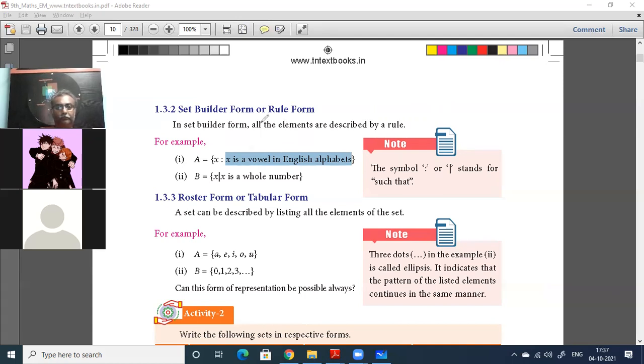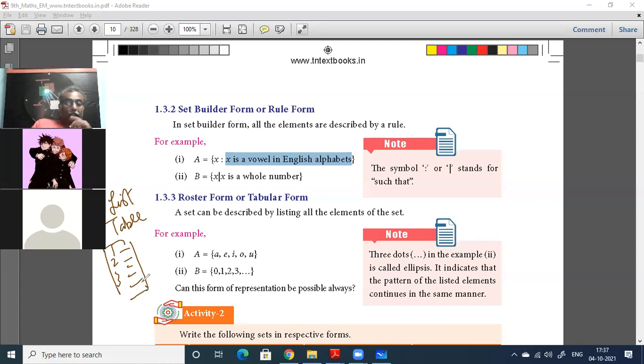Roster form or tabular form. Not roasted, roster. What is roster? Is your name on the roster? Attendance roster, like that. If your name is on the roster, you will be allowed in, sir. If your name is not on the roster, you are not allowed inside. Roster means that form. It is a table, a listed form, a list or a table with 1, 2, 3 and so many things in it. We can ask, is that vegetable on the roster? Is that item on the program roster? Like that, you can ask.